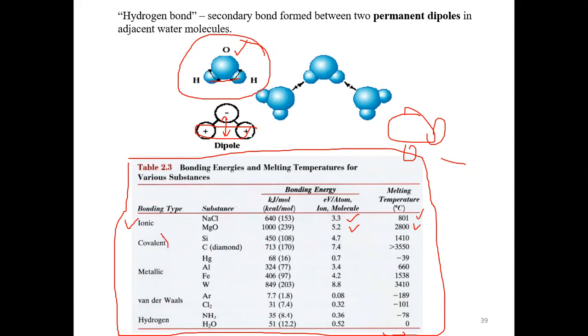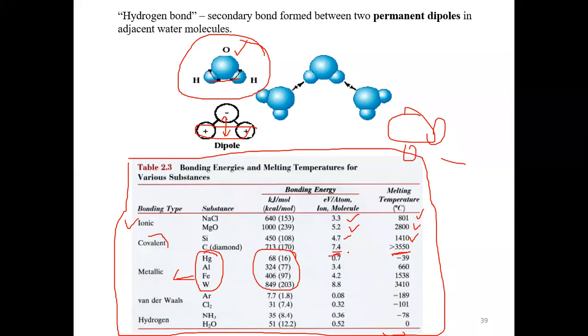And the materials having covalent bond, for example silicon and diamond. Silicon has melting temperature 1410 degrees Celsius. For diamond, energy is very high. So for that reason, its melting temperature is also very high, and that is one of the strongest materials. And then mercury, aluminum, iron, tungsten are metals. So they have metallic bond, and their bond energy is given in kilojoule per mole.